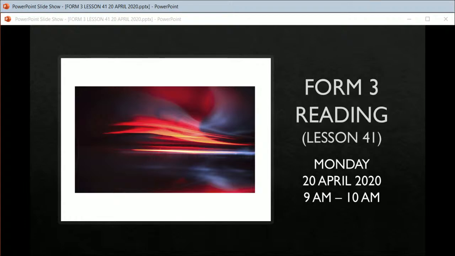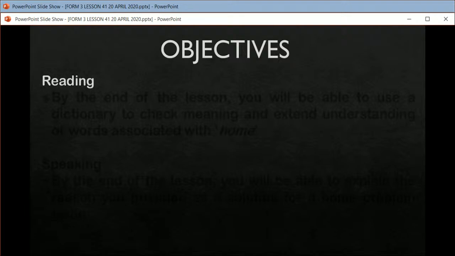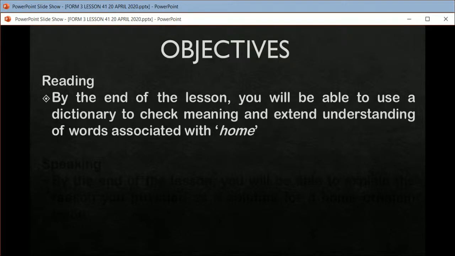Right. Okay, so let's start. Today we are doing reading. Our objective is that at the end of the lesson, you'll be able to use a dictionary to check meaning and extend understanding of the words associated with home. All right, so you are at home. I hope you have a dictionary that you can use. If you don't have, don't worry. You know how to use a digital dictionary anyway.